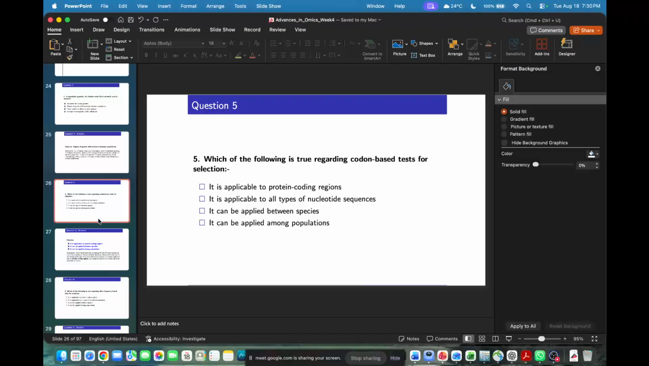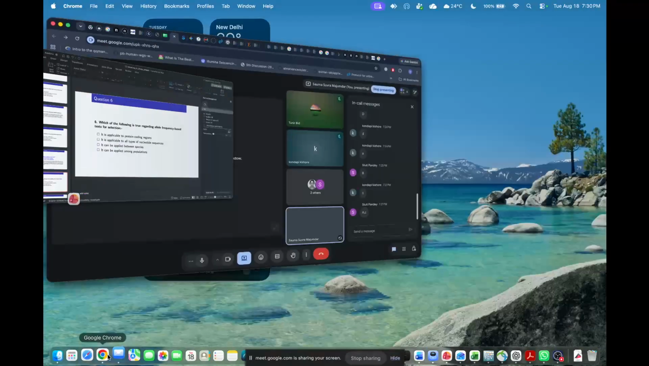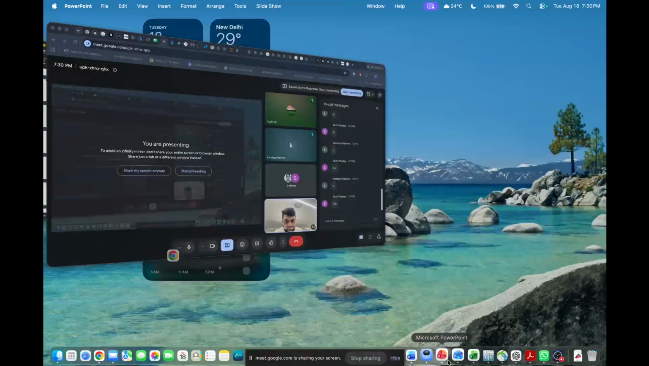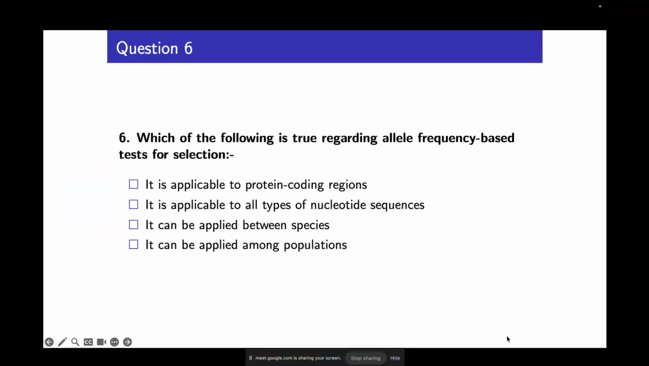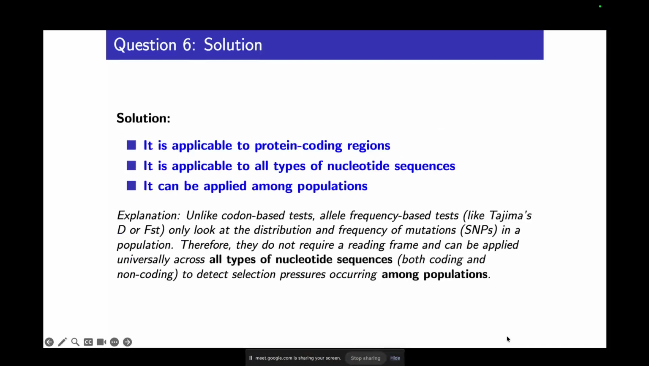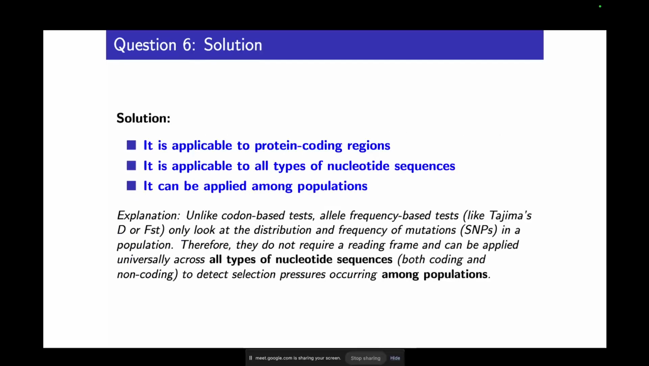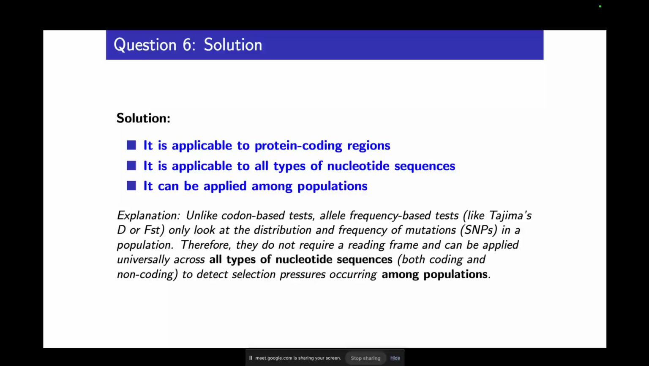Oh, I think it's allele frequency. Okay. Do we have any answers? B and D. Okay. So this would be A, B, and D. Yeah, A, B, and D.